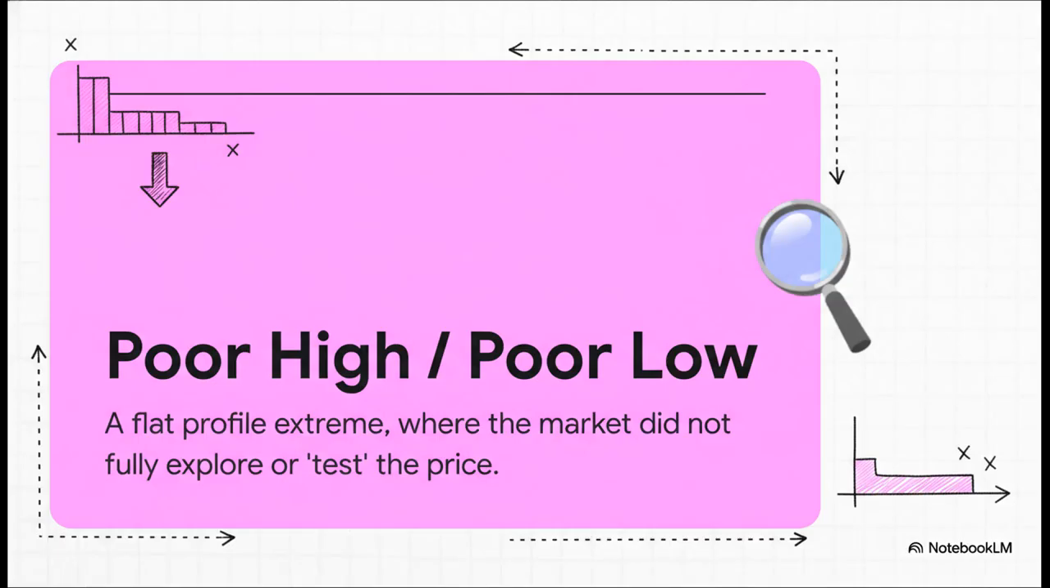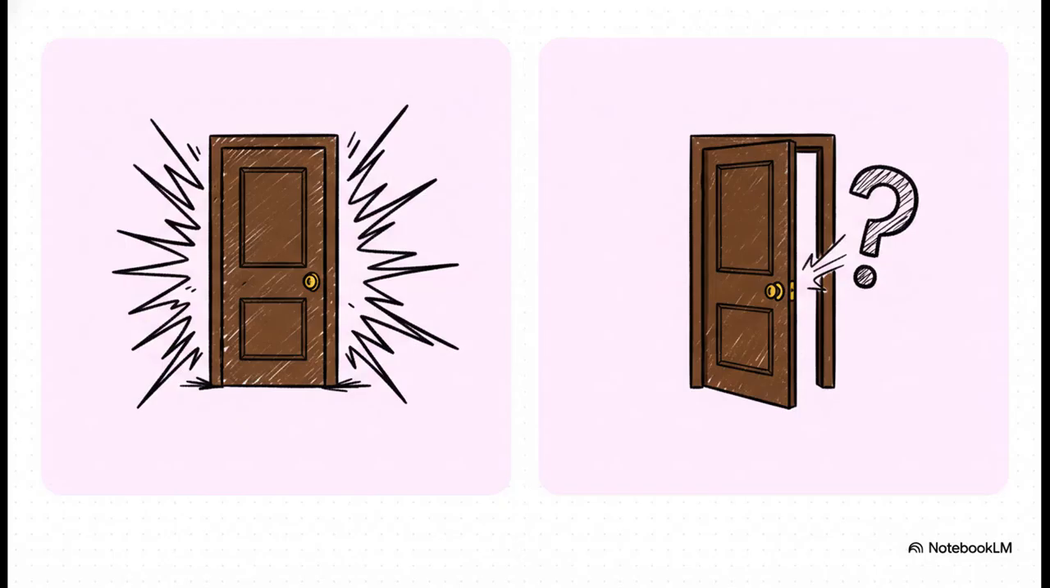So, a poor high or a poor low tells you that the auction just ran out of steam. There was no aggressive pushback, no rejection. The market didn't decisively turn away, it just sort of drifted away. And that implies that the extreme hasn't been properly tested yet. This comparison really makes the difference crystal clear.